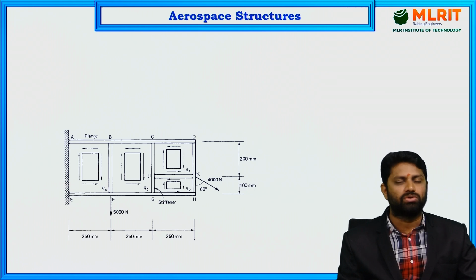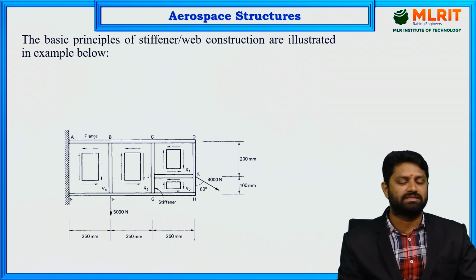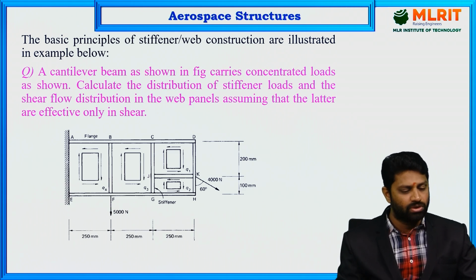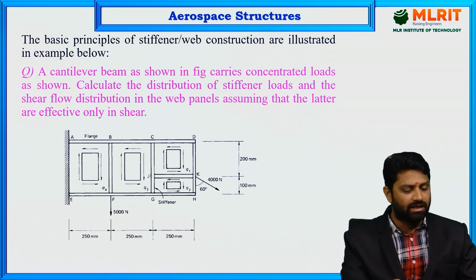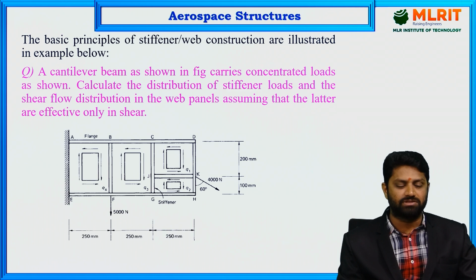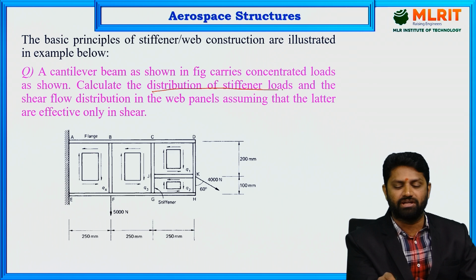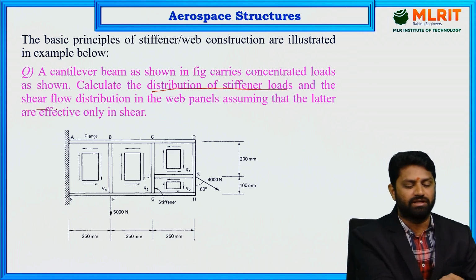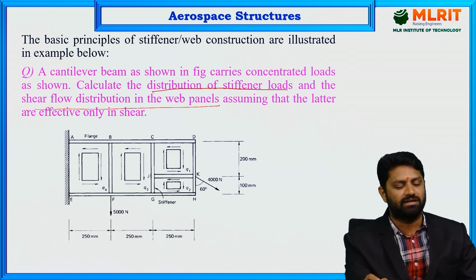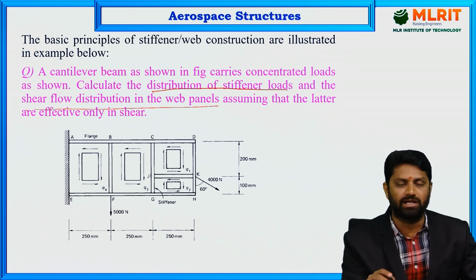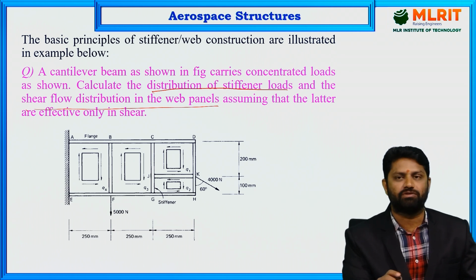To understand this, let's consider an example problem in which the basic principles of stiffener or web construction are illustrated. Consider this diagram and let's see the question. A cantilever beam, as shown in the figure, carries concentrated loads, and we are asked to calculate the distribution of the stiffener loads and the shear flow distribution in the web panels, assuming that the latter are effective only in shear. So this is the question, asking us to calculate the stiffener loads as well as the shear flow distribution.